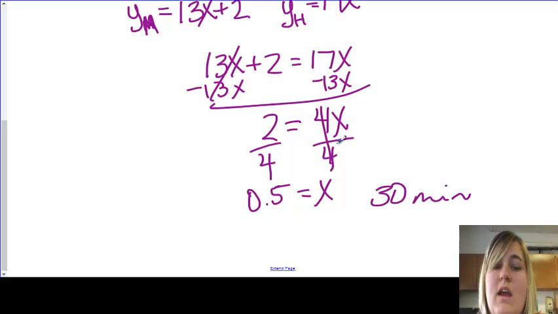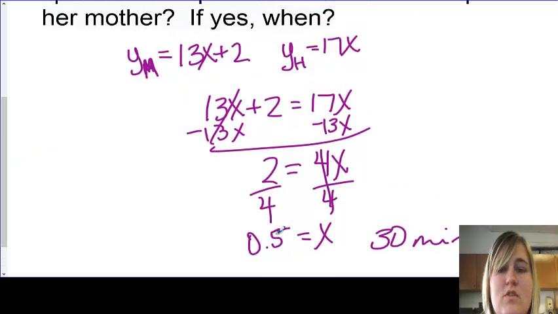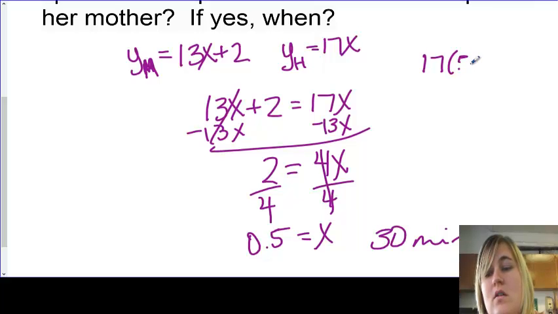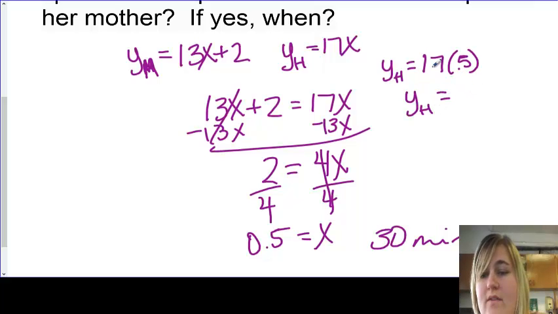If we wanted to check how many miles that would be, then we could plug it in for our x. So if I put in 0.5 for x, with the 13 or the 17, I'll do it with 17. I could say that Hannah will have to travel, if I have half of 17, that would be 8.5 miles to catch up with her mom.